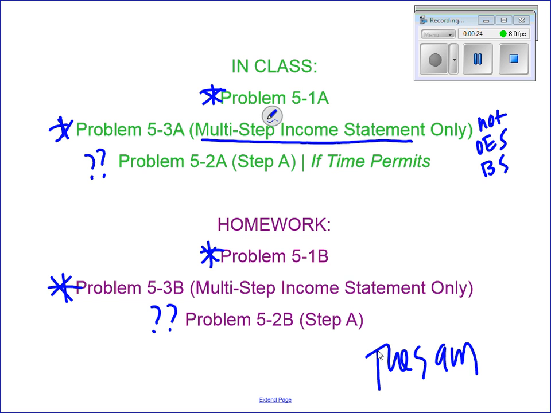Problem 5-3A, they're asking us to do owner's equity statement, balance sheet, and multi-step income statement. Let's just stay exclusive to the income statement. You, of course, would do the B problem as well. I'm right now on the fence about this extra one. I think if we're feeling like we need extra help and extra practice, that would be a good one. But without further ado, let's get rolling.